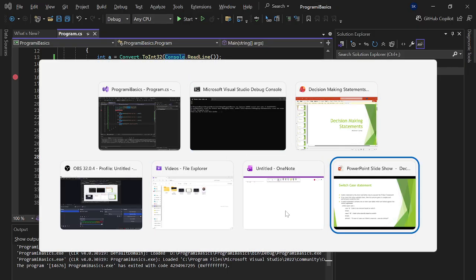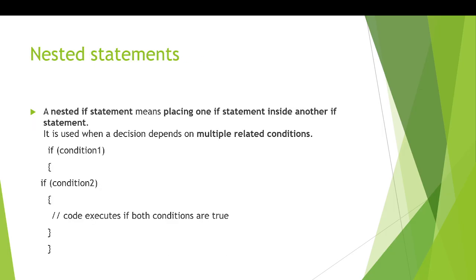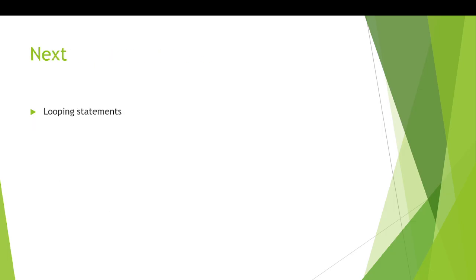Let me give a short recap. We have four decision making statements: if, if else, if else if, and switch statement. In our next video session, we can discuss looping statements in C sharp.